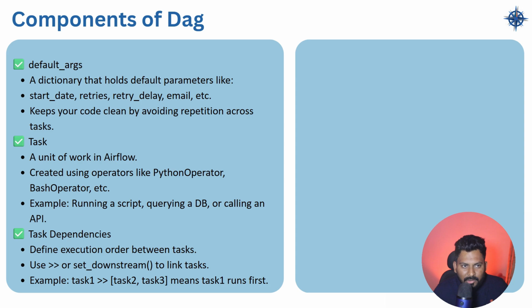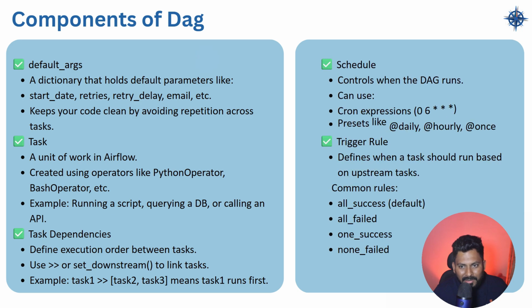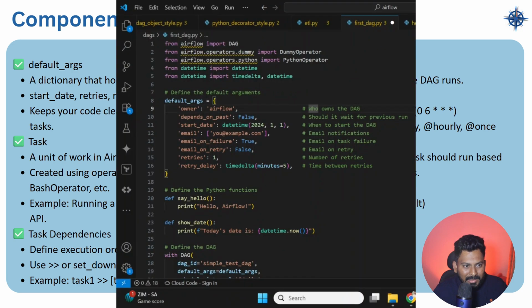Now let's talk about the components of DAG. Whenever we are writing a DAG definition file, which is a Python file, we have to mention the different components of DAG. So what are these different components of DAG? Default argument, task dependencies, then we are having schedule, we are having trigger rule. All these are components of DAG. Let's see what are these components.